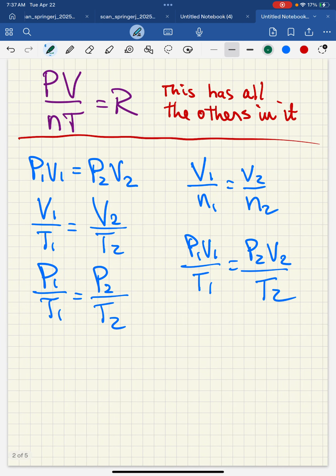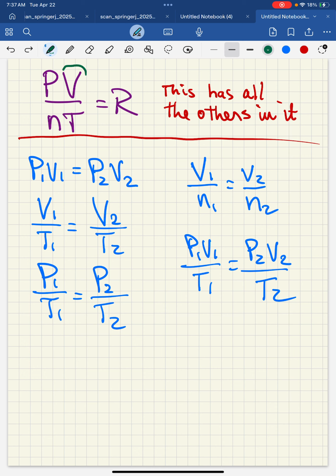Just a quick review. The ideal gas law includes all four variables: pressure, volume, amount, or number of moles, and temperature. And I set it up this way. Most people write it as PV equals nRT, but I like it PV over NT equals R, because you can see all the other gas laws involved in that equation. Notice the P1, V1, P2, V2. That's the P's and V's in the numerator.